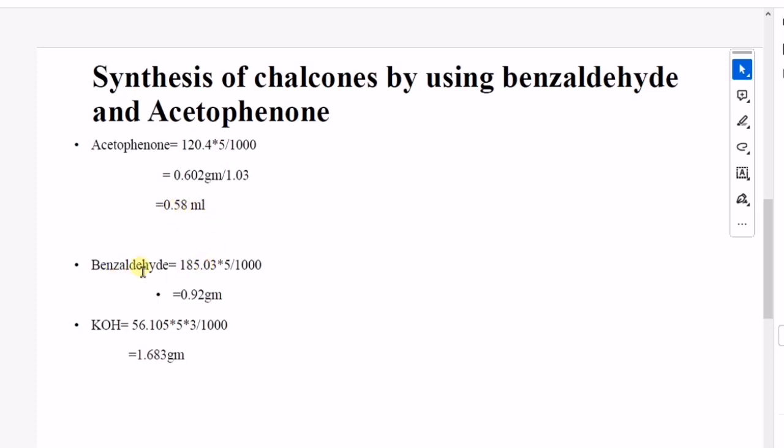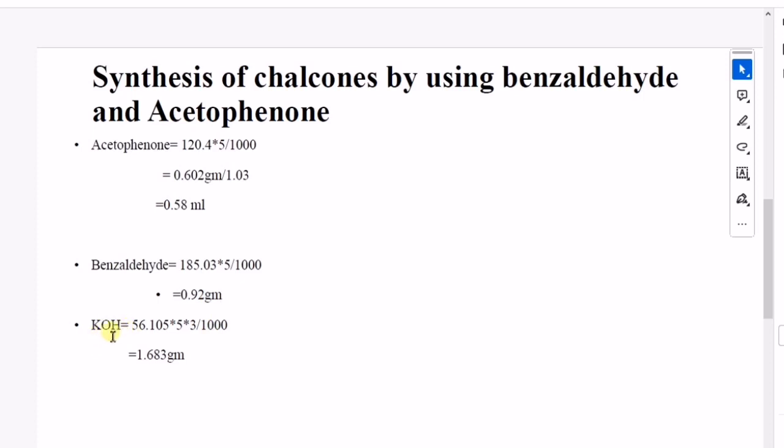Next, bromobenzaldehyde is in solid state. I write its molecular weight and multiply by number of millimole. I am using 5 millimole reaction, then I multiply it with 5 and divide by 1000. That gives 0.92 gram. So I use bromobenzaldehyde 0.92 gram.